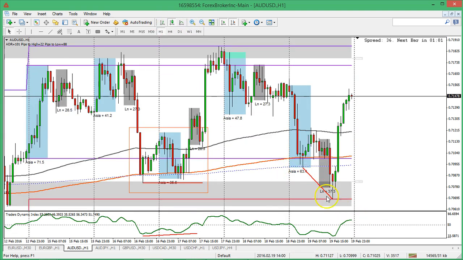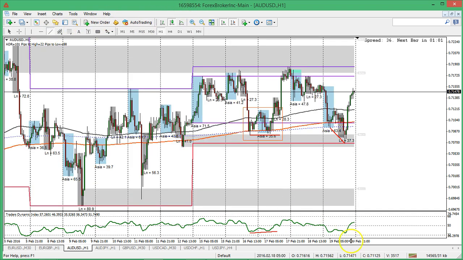So as we can see here, price made a lower low, but on the RSI, it's starting to flatten out. Even though the RSI line is slightly dropping, it came right back with that reversal pattern right here.